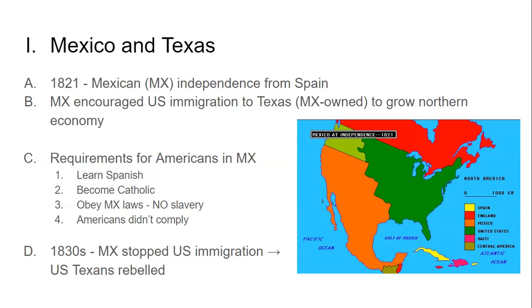And one of the Mexican laws was no slavery. So even though Americans were being asked to come over and live in Mexico to bring agriculture, they were not allowed to bring slaves with them. All right, so you have these rules written on paper. Americans agree to them. They sign a document. They move over into Mexico. But you're probably not surprised here, Americans did not follow these rules. They didn't learn Spanish. They did not convert to Catholicism, and they definitely brought slaves with them.